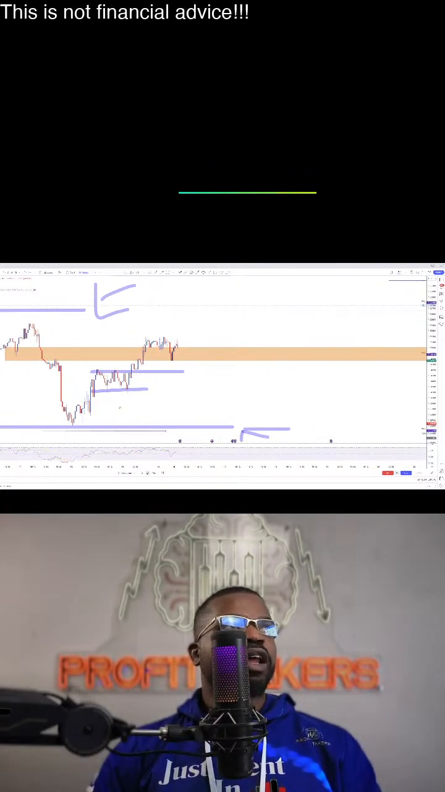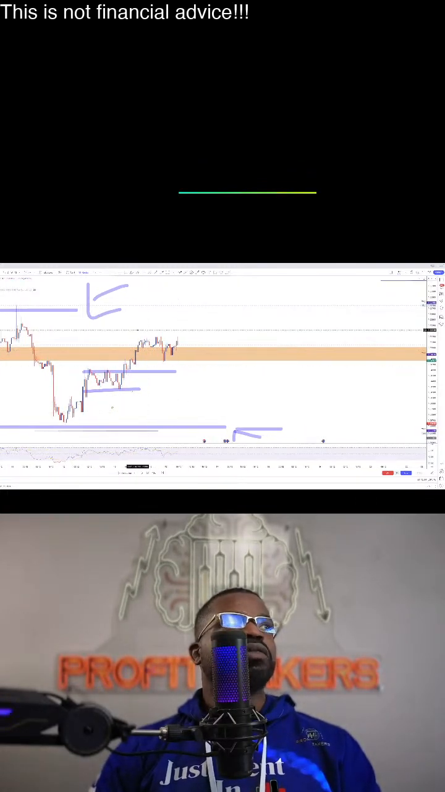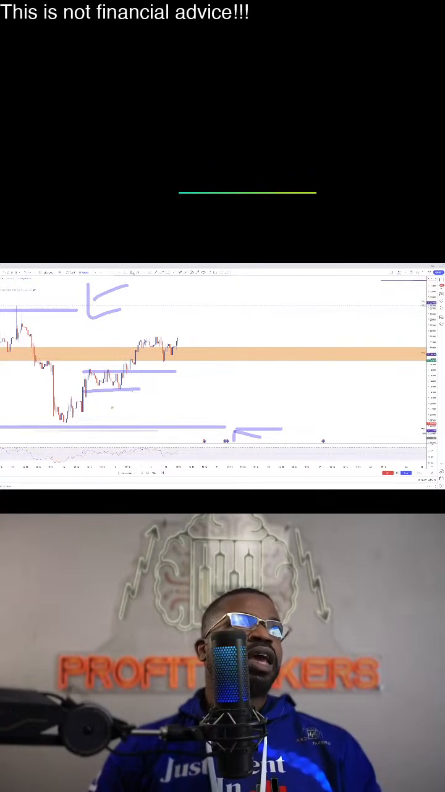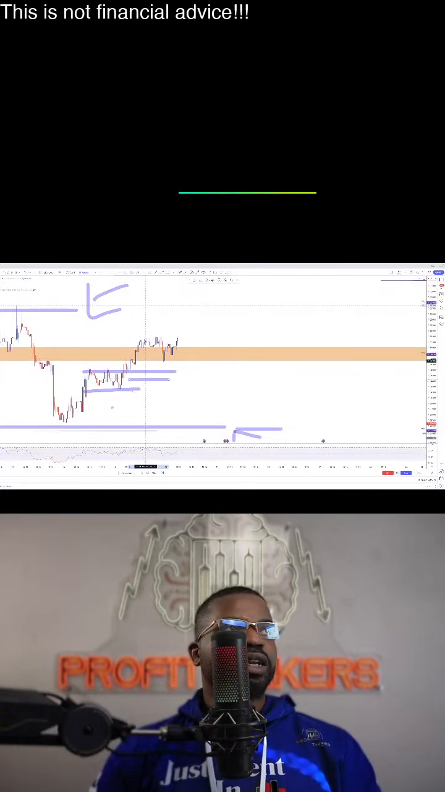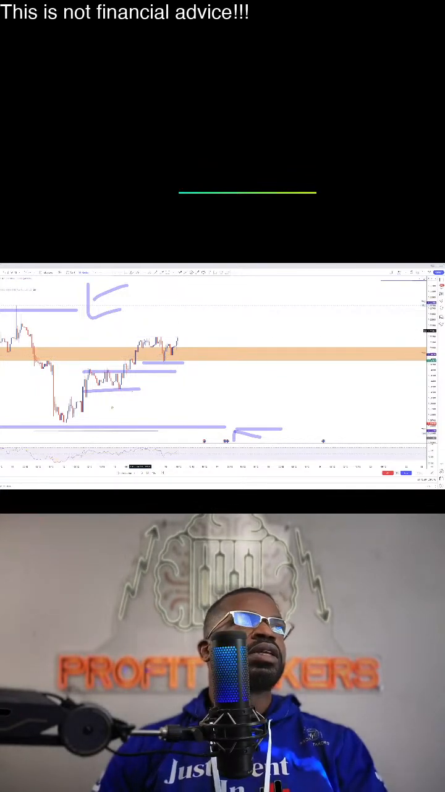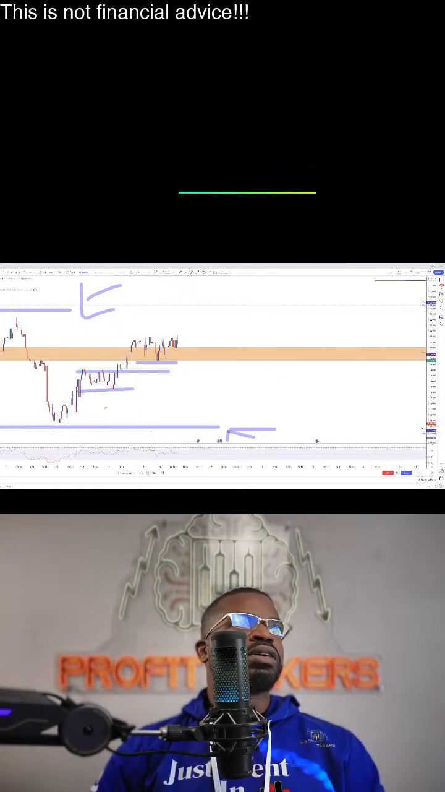Look at what happens to that major structural level that was above. Now, in making that trade, our stop loss would have been underneath that level. Once price rose again and started to consolidate, we moved that stop loss. You see? And you just let price do its thing.